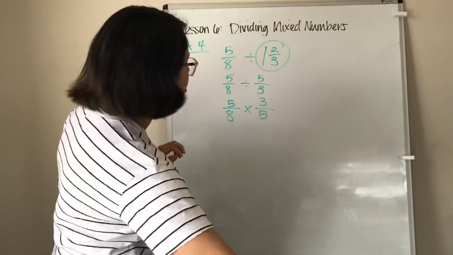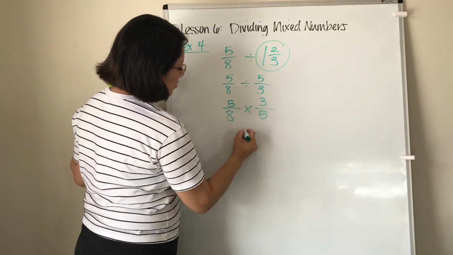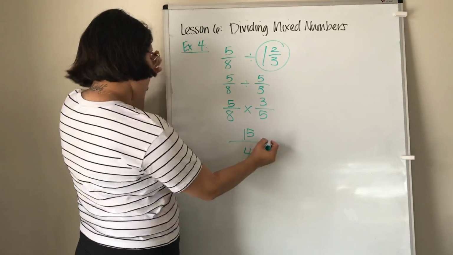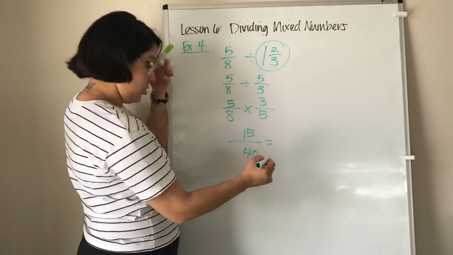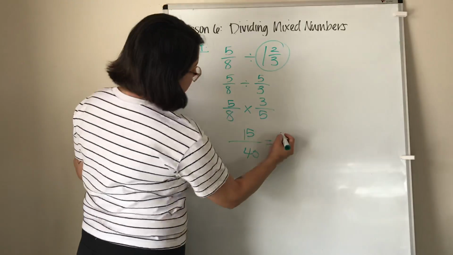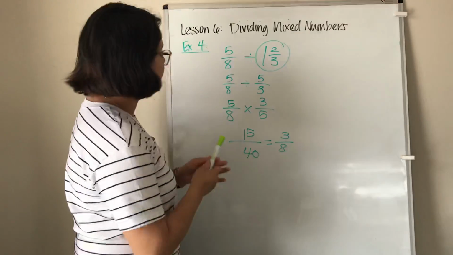Okay, I'm going to do the normal way. Normal way says, okay, 5 times 3 is 15. 8 times 5 is 40. And then I'm going to divide each by 5, and I'm going to get 3/8. Okay, so there's one way.